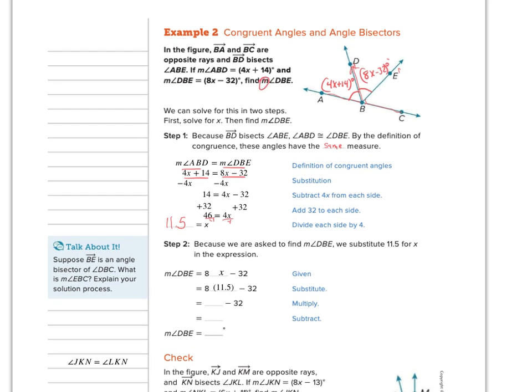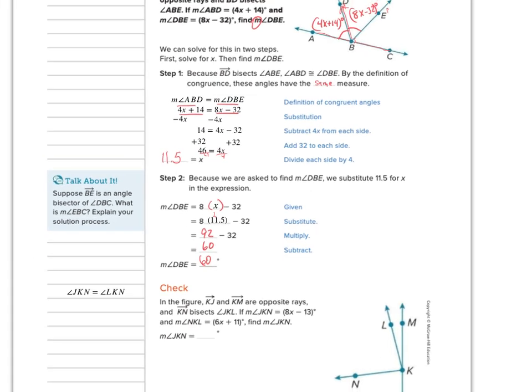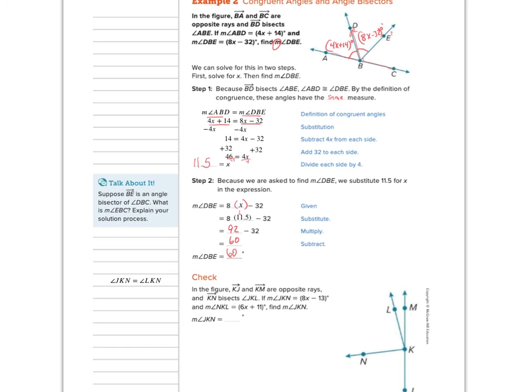Now, once you find that, it asks for the measurement. It didn't ask for x. So if I plug into the measurement of DBE, x is 11.5. Let's see here. This would be, what is that? 88, 92. 92 minus 32 is 60, so DBE is 60 degrees. And hopefully that's what we're able to calculate.